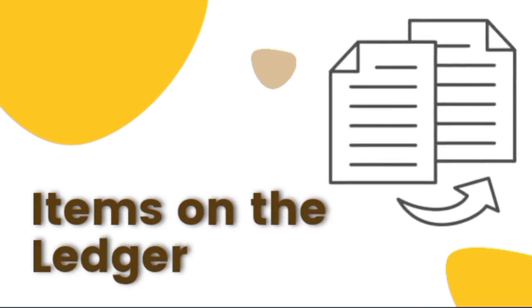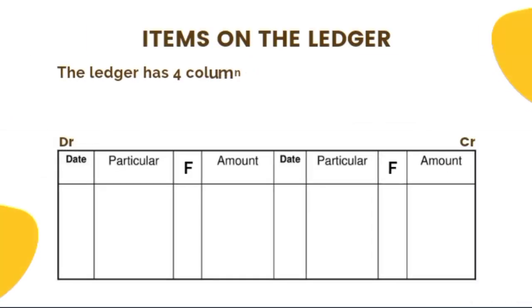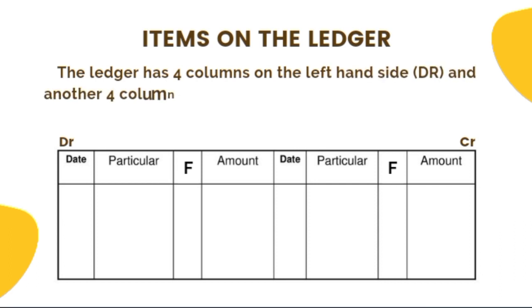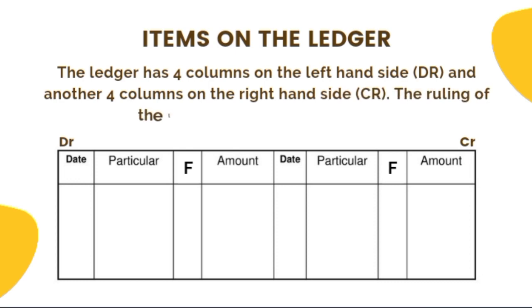Let's quickly look at the items on the ledger. Generally, the ledger has 4 columns on the left-hand side, which is the debit side, and also 4 columns on the right-hand side, which is the credit side. The ledger is divided into 2 equal parts. The left-hand side is called the debit side or the receiving side, while the right-hand side is called the credit side or the giving side.